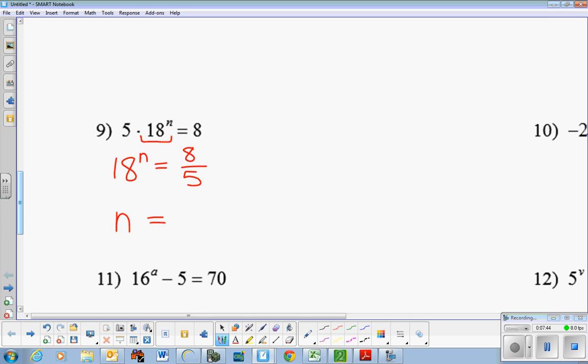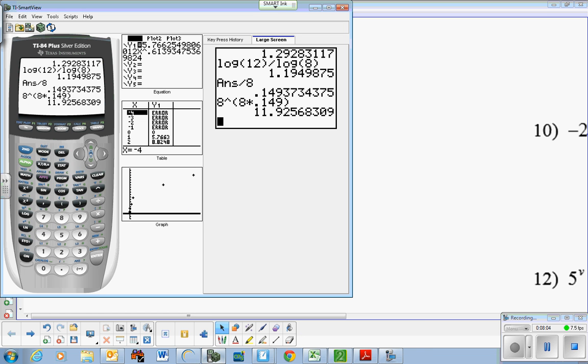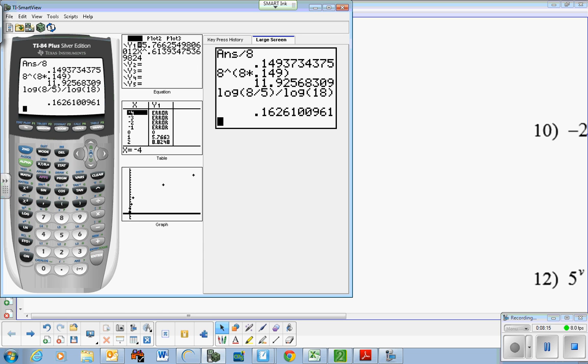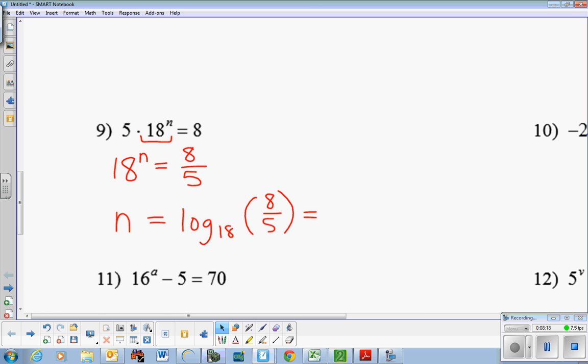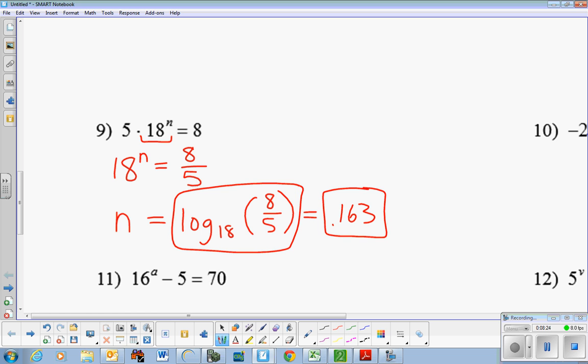Log base 18 on the left just gives me n. On the right, log base 18 of 8/5. All right, that's our exact answer. Our decimal answer, log base 18 of 8/5 will be log of 8/5 divided by log of 18. Log of 8 divided by 5 divided by log 18, 0.163. All right, exact, decimal, make sure you can do both.